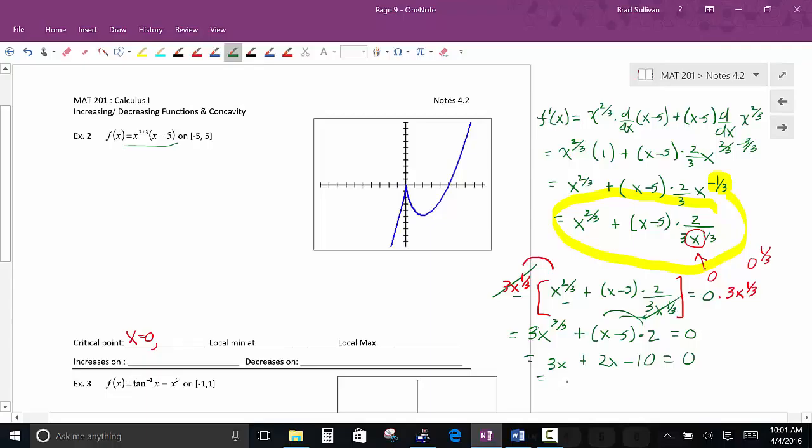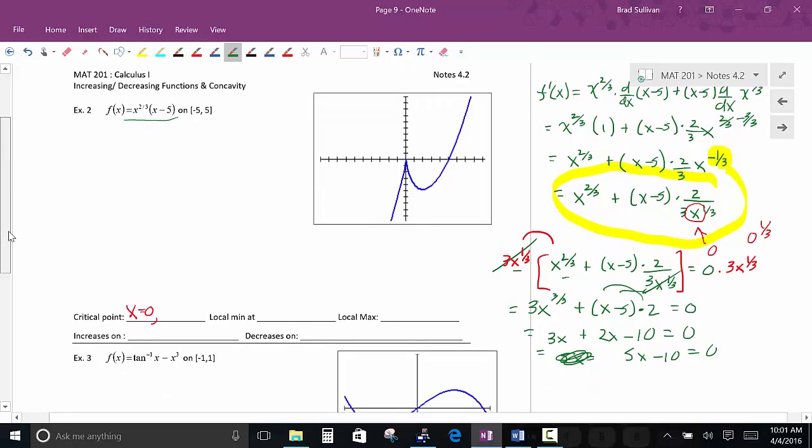So I end up having 5x minus 10 equals 0. So now you can solve that pretty easily in your head. What is the answer to that in your head? X equals 2. Okay, you don't have to show all the details, so that's another critical point, x equals 2.